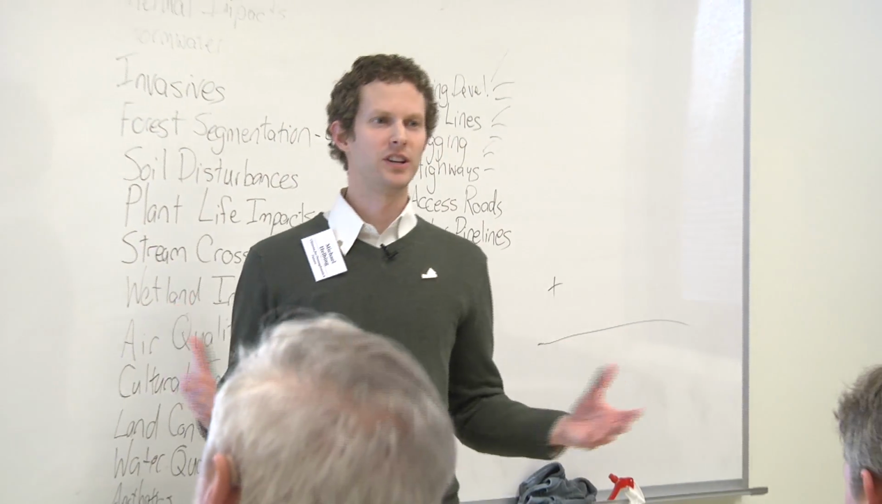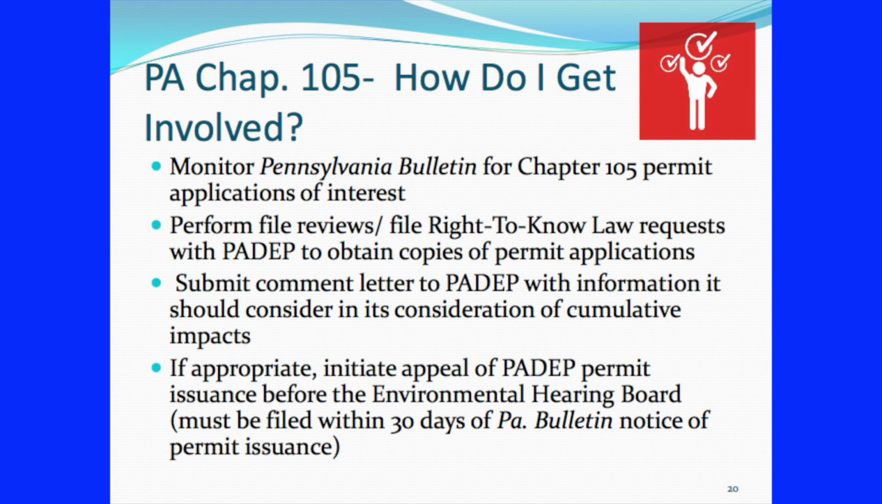So again, how can you get involved in this process, which I think needs some help desperately? First thing you can do, look at the Pennsylvania Bulletin. Most of you are probably familiar with it. It's analogous to the Federal Register on the federal level. It's just announcement of actions that are being taken by the state government. If there's a Chapter 105 permit, it'll be listed in the Pennsylvania Bulletin when the application is received. So monitor the Pennsylvania Bulletin for that. It comes out every Saturday. Look for one in your area.